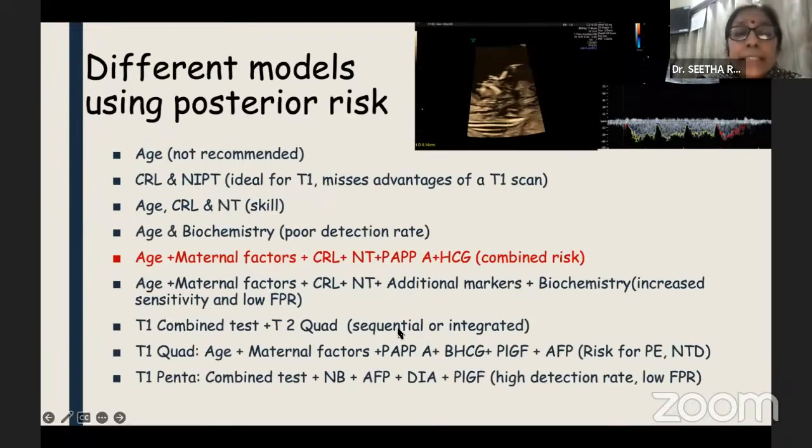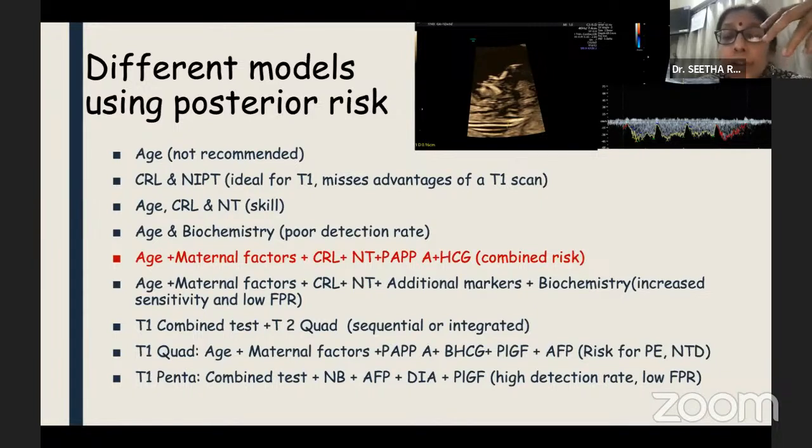So these are the different tests that you can use for aneuploidy, combining them with all the multimodal markers like age and your ultrasound, taking the CRL and NT, and then adding all the markers. But as of now, the one we most commonly use for aneuploidy screening is the combined test, where we use the age, CRL, NT, PAPP-A, and beta-HCG. We can add additional markers like nasal bone and ductus venosus and everything, but they only marginally increase the sensitivity of these tests.